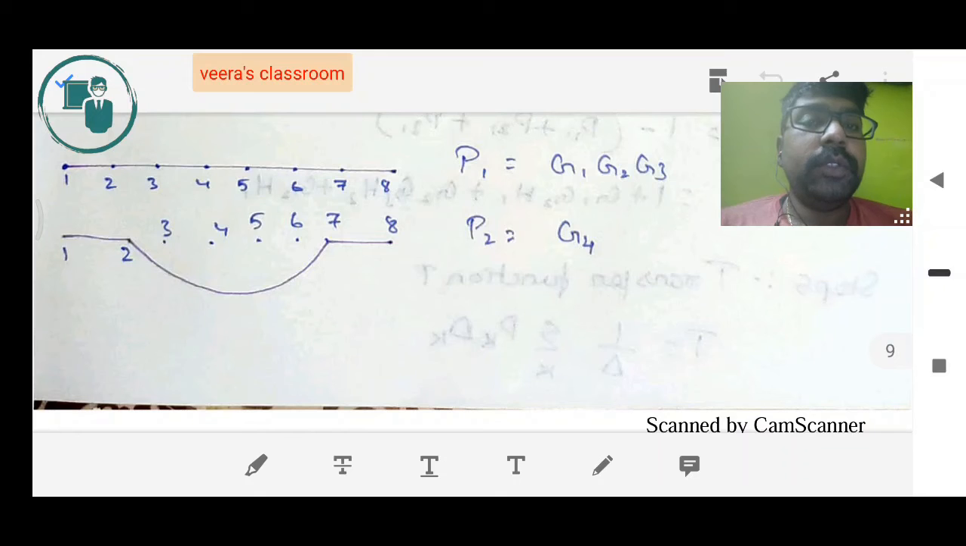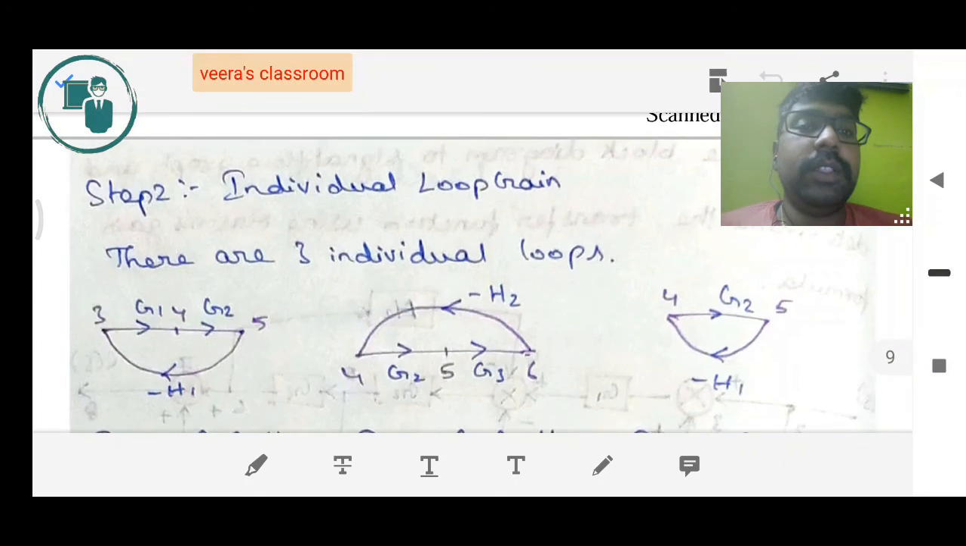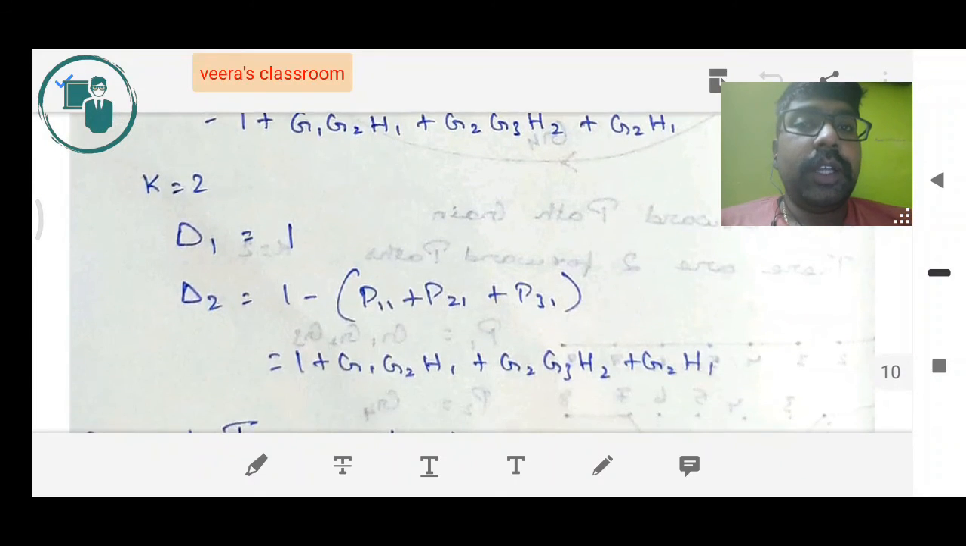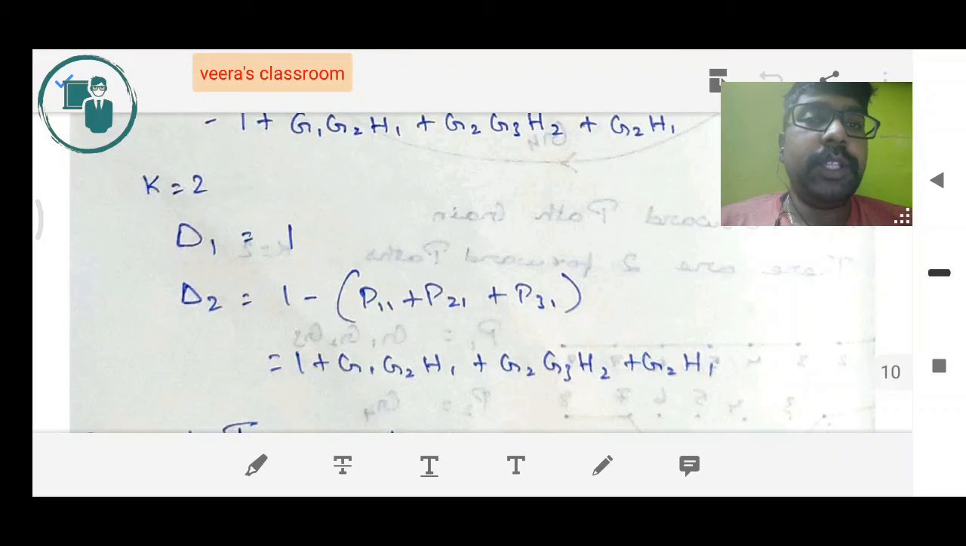So del 2 is going to be 1 minus all the 3. We write the value of del 2 as 1 minus of P11 plus P21 plus P31. So the value is 1 plus G1 G2 H1 plus G2 G3 H2 plus G2 H1. So we found the values of del 1 and del 2.